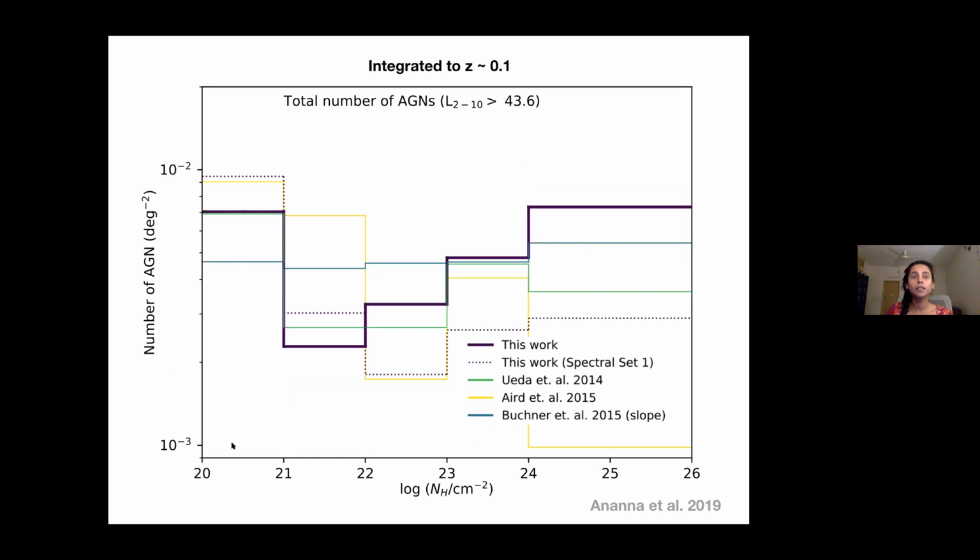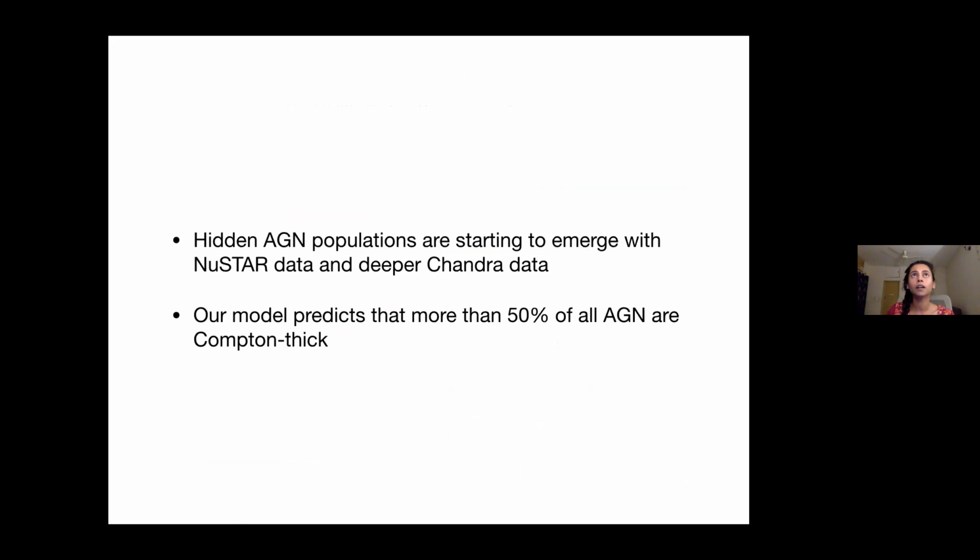So this is just the integrated number of AGN up to a redshift of 0.1 on the y-axis, and the x-axis is obscuration. So the main difference is that we have a lot more Compton thick objects than previous luminosity functions. And up to a redshift of 0.1, we see that about 50% of all AGN could be Compton thick.